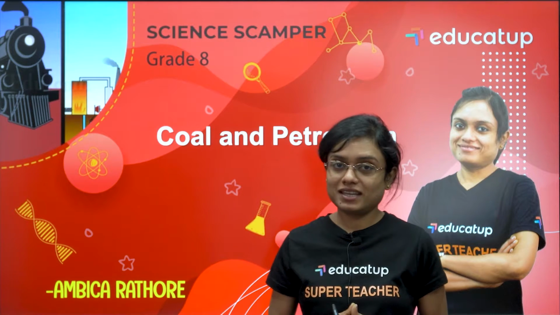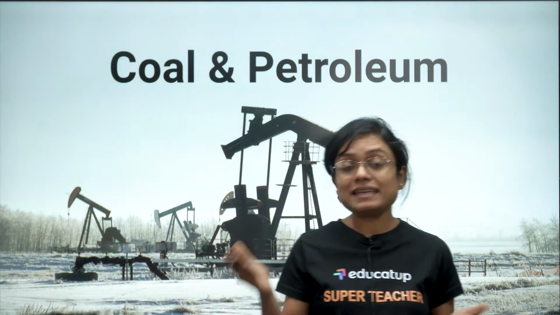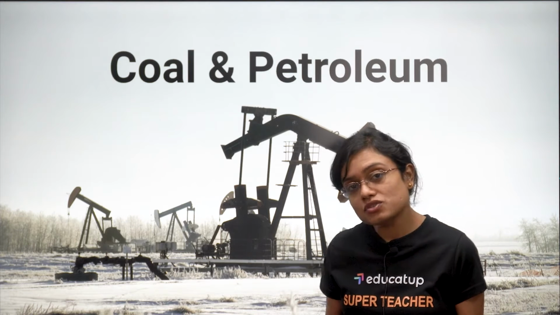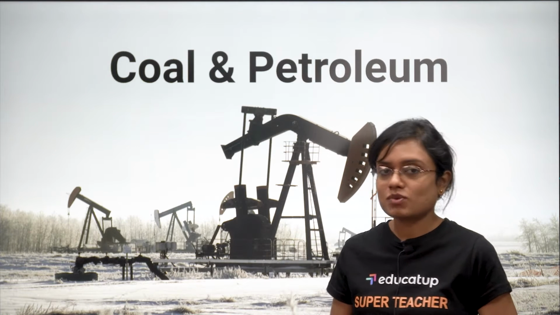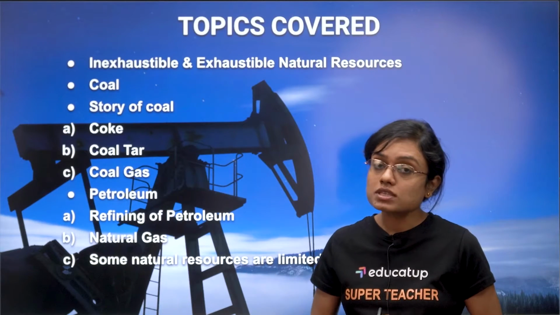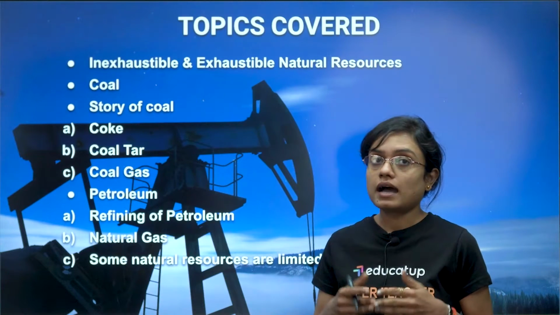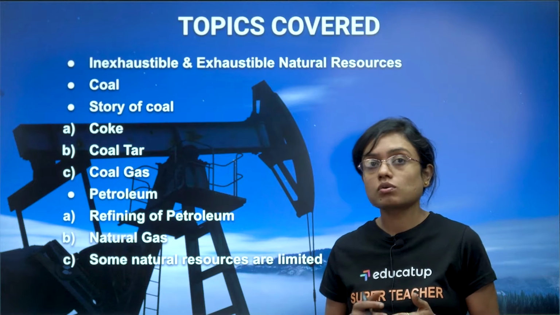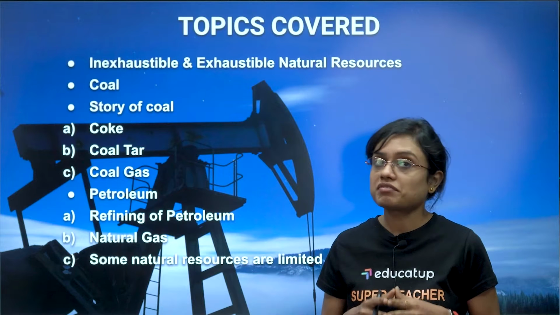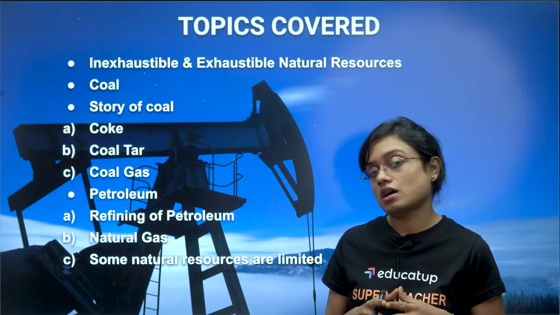And the topic for the day is coal and petroleum. Yes, how they are extracted, how they are formed, their usage, everything we are going to discuss in this module. So let's see the topics under this. Inexhaustible and exhaustible natural resources, coal, then story of coal. Under the story of coal, we will have coke, coal tar, coal gas, petroleum. Then in petroleum, we will have refining of petroleum, natural gas, and some natural resources are limited.